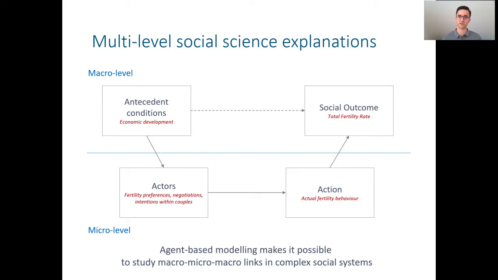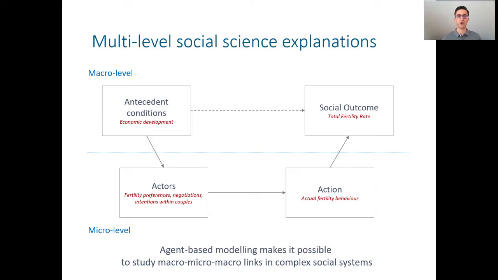The difficulties that social complexity creates are aggravated by the fact that we typically need to consider multiple levels of society to understand how social phenomena come about. For example, it is well known that across countries, economic development is negatively associated with overall fertility, so that fertility tends to be lower in more developed countries.